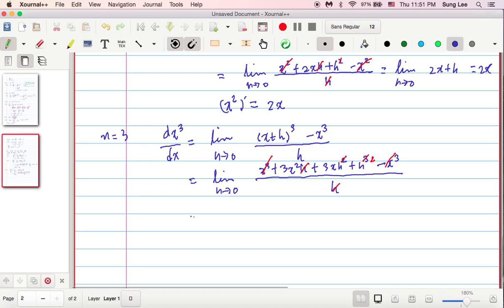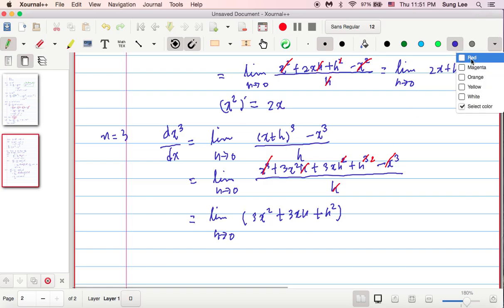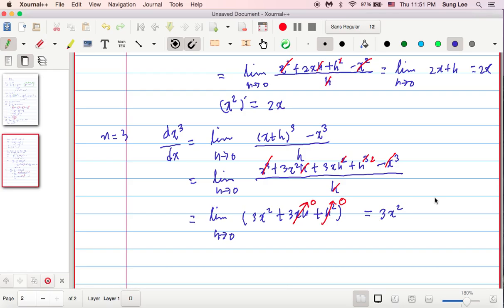Okay, so this equals the limit as h goes to 0 of 3x squared plus 3xh plus h squared, right? So when h goes to 0, this term goes to 0, this term goes to 0, and that leaves us only 3x squared, right? So the derivative of x cubed is 3x squared.